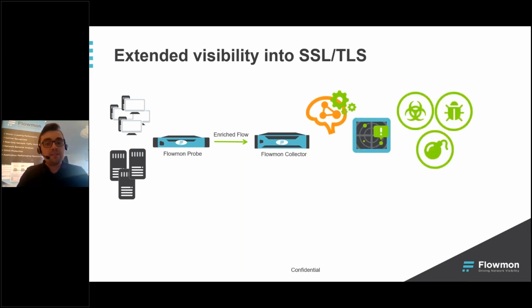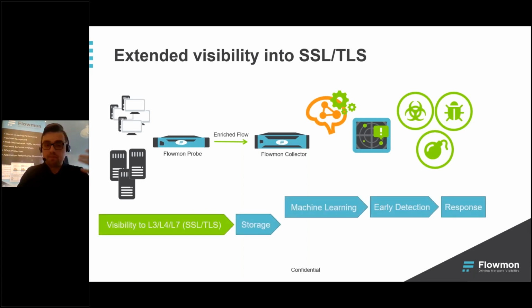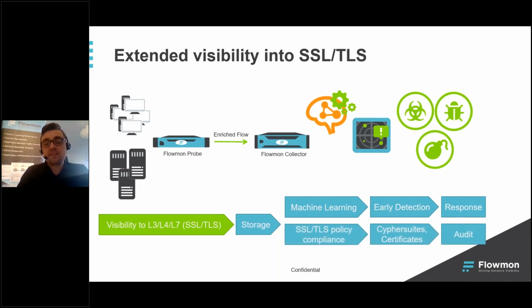Having the probe in place, we are able to do the same as with the standard flow from the routers and switches I've shown on the previous slide. But on top of that, we can bring the SSL and TLS visibility, so we can extend the security use cases such as policy compliance, inspection of cipher suite certificates, and the audit.